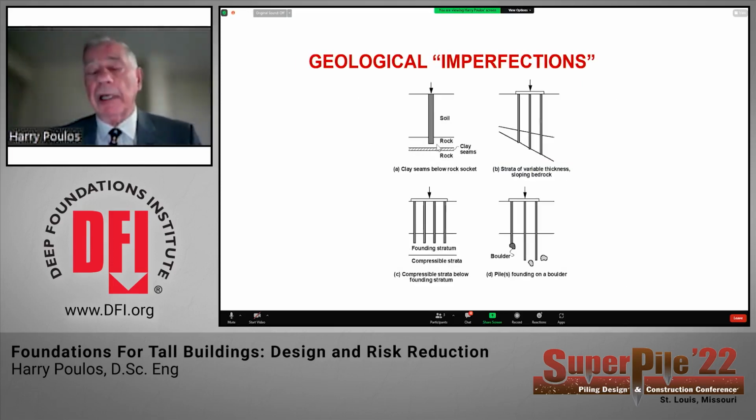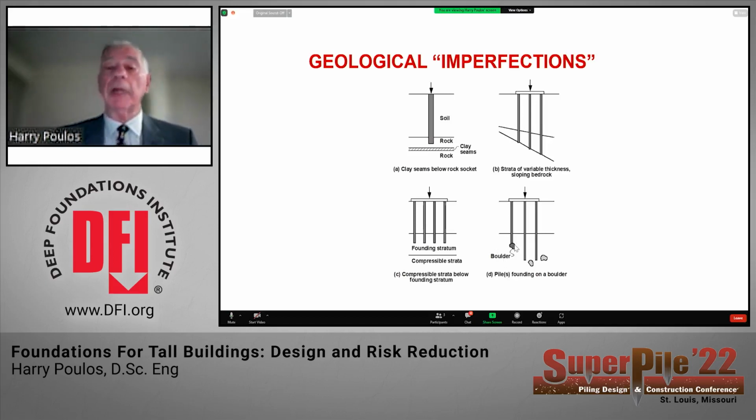There are a series of what I call geotechnical imperfections. Some of these I've shown here, where you've got a foundation that's founded in rock, but there may be clay seams below. This can be a little bit dangerous if we've got strata of variable thickness, because if you've got the situation that I illustrate here, then even under vertical loading, you will tend to get a horizontal movement towards the longer piles. And if we have a compressible stratum under the founding stratum, then that can lead to problems, and I'll try and illustrate that briefly towards the end of my talk.